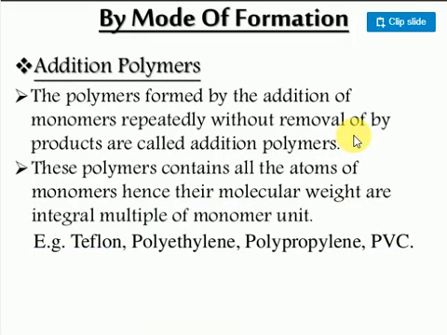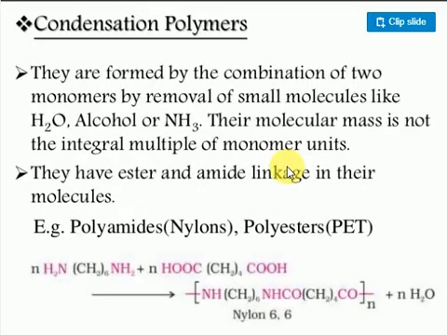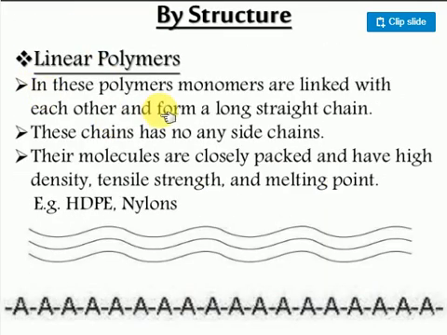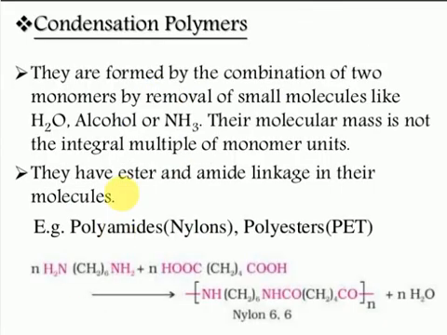The next polymers are condensation polymers. Look, what is a condensation polymer? Generally these are condensation polymers. Just get one clarity: these are formed by the combination of two monomers with the removal of small molecules like water, alcohol, ammonia. Their molecular mass is not an integral multiple of the monomer units.